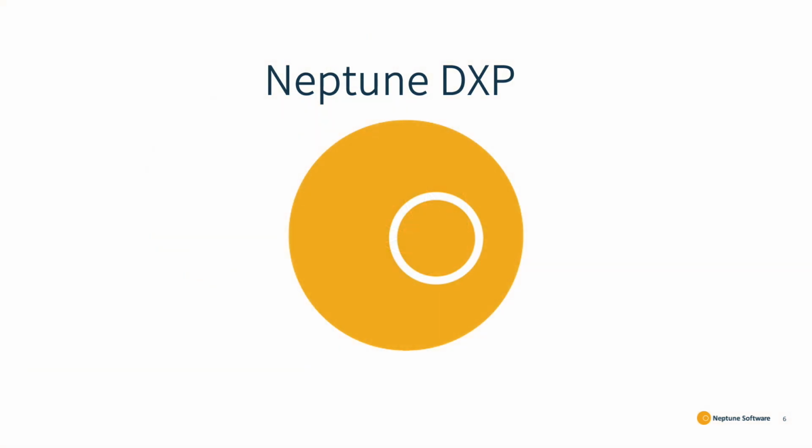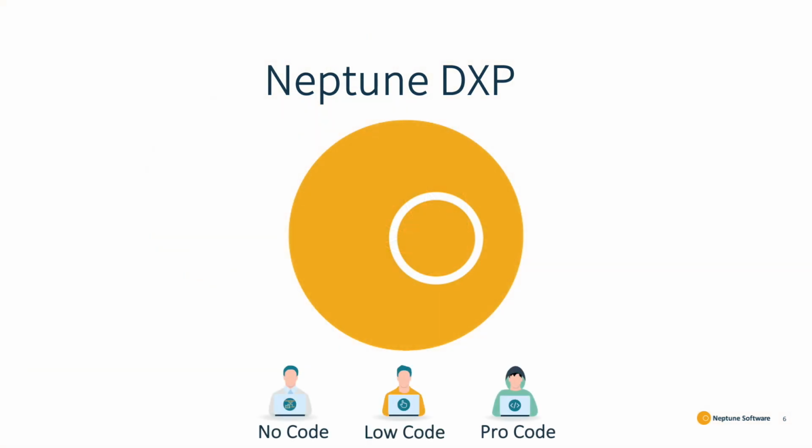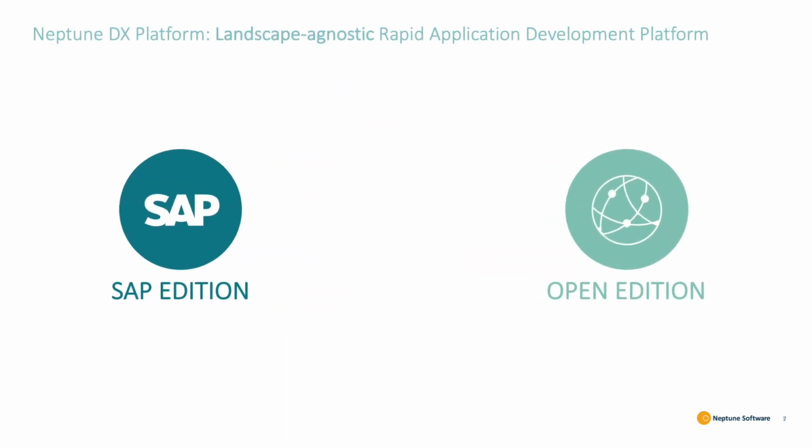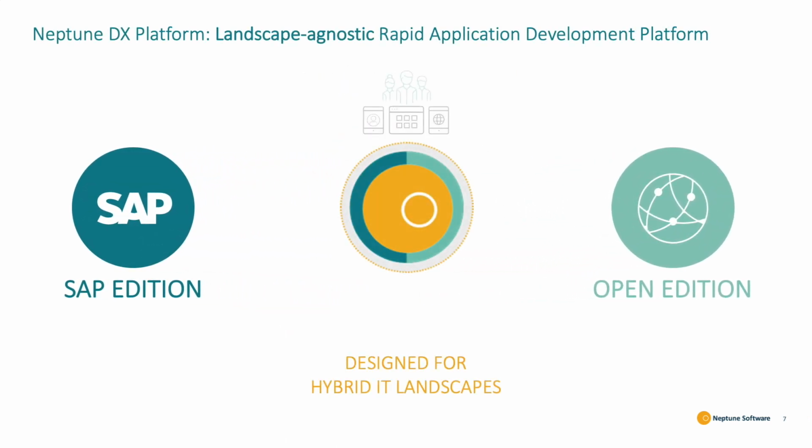The Neptune DXP uniquely bridges no-code, low-code and pro-code, increasing an IT team's throughput without locking anyone into a model-driven box. You can connect and compose APIs, you can develop and design responsive, pixel-perfect user experiences, and industrialize the creation of custom-built business apps. The Neptune DXP is composed of 2 modules which complement one another to address the modern enterprise landscape. It's a landscape-agnostic development platform.